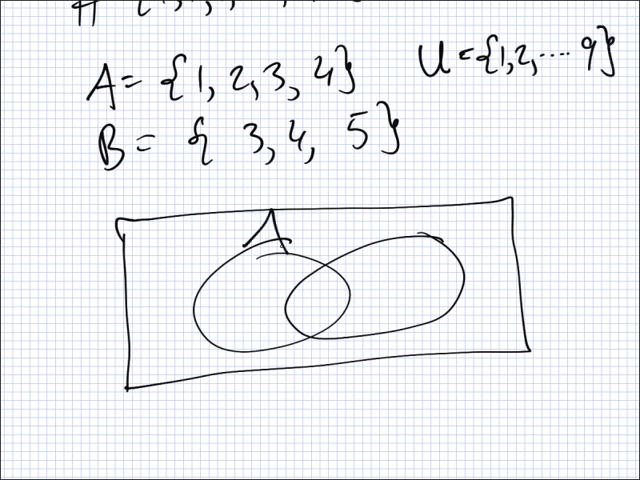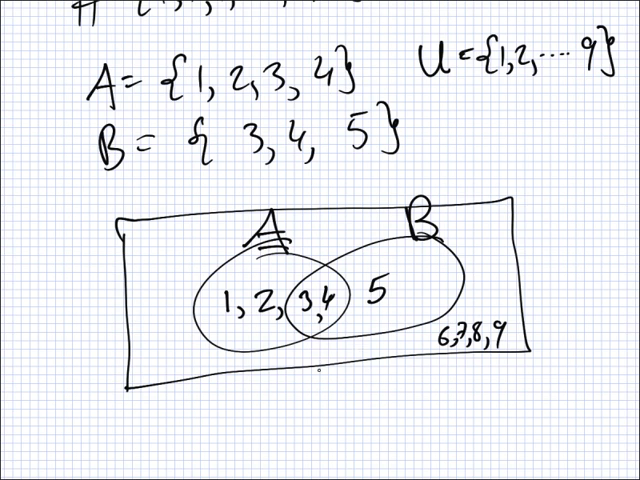Okay, so this represents set A. This represents set B. And this represents the intersection. Let's start with the intersection. What elements are in both A and B? 3 and 4. What is in A but not B? 1, 2. And then this one to finish it, 5. And then here, 6, 7, 8, 9.